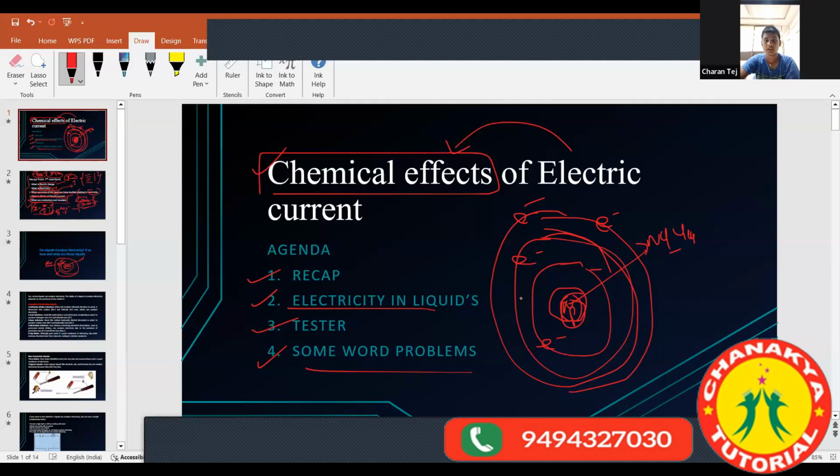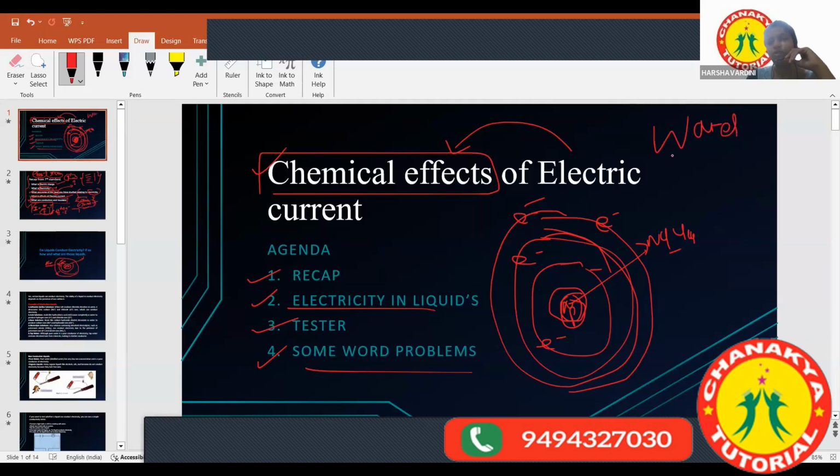Solvent means pure water. Okay, you can just say it's water. You don't have to say salt water or pure water or distilled water or whatever it is. If it is the universal solvent, you should say it's water.